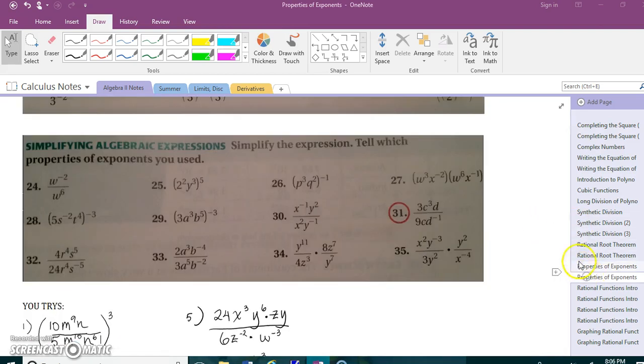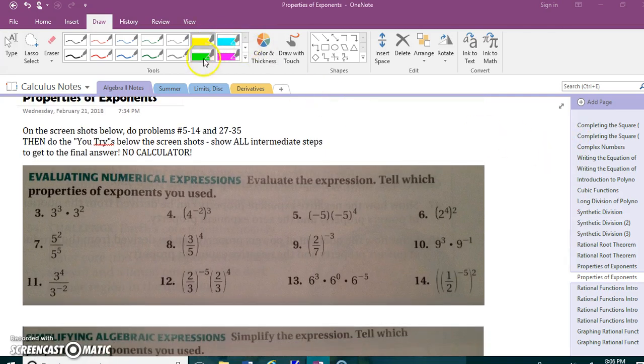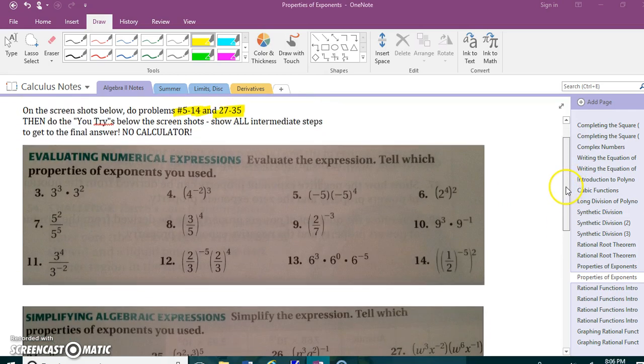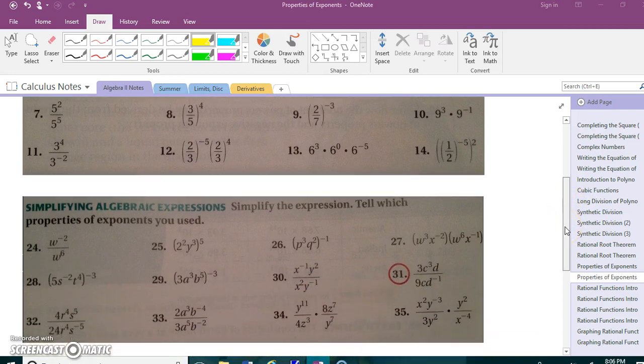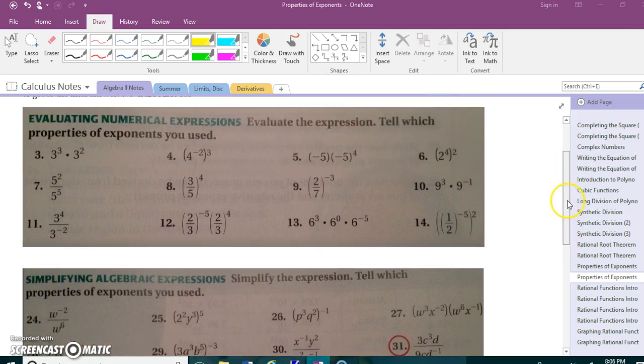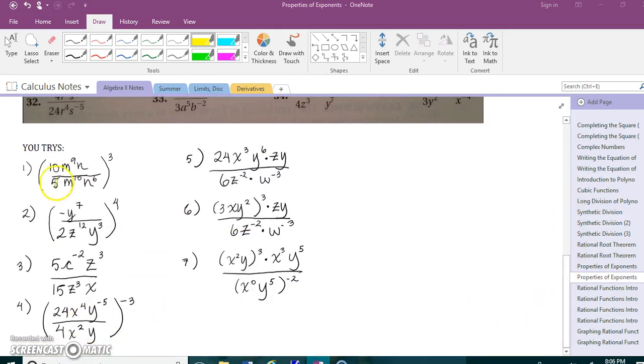So now it's your turn to practice. Here are some problems that I want you to do. Here are the numbers you're going to do. So can you pause the video on here? You're doing 5 to 14. 27 to 35, so pause as needed here and here. And then you're going to do these problems here. Make sure you show all your work out, no calculator, and I'll see you Monday.